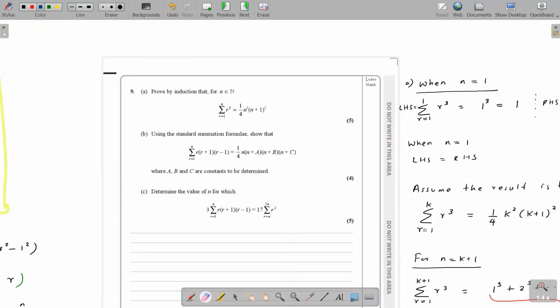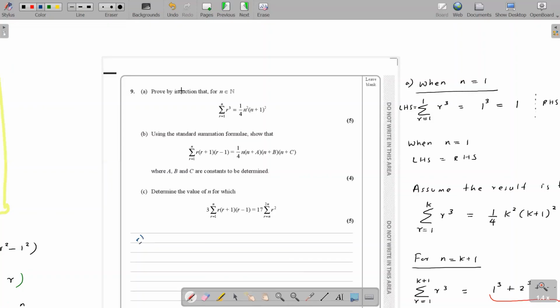Moving on to part C, they say determine the value of n for which 3 times the summation of r plus 1, r minus 1 equals 17 times the summation of r square from n to 2n. When you look at this part, we can use the help of part B, right? We already know the summation of r plus 1, r minus 1. So let's write this down, part C.